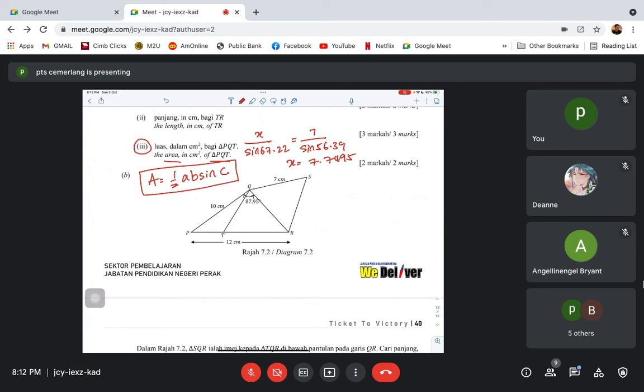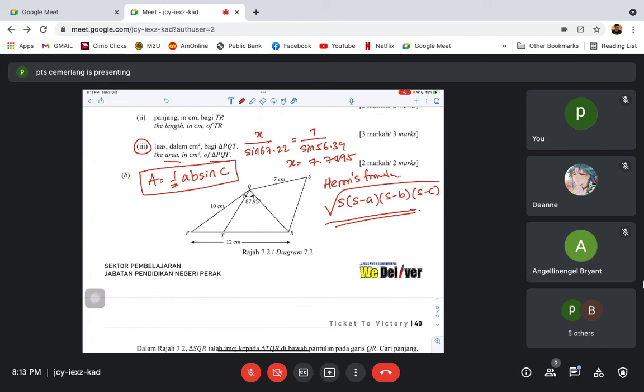And there's another one that you learned from your Form 4, which is called Heron's Formula. Heron's Formula is something like this: you have S, and then S minus A, S minus B, S minus C, and then a square root. This formula is not really that popular, because not all questions can be answered using this formula.